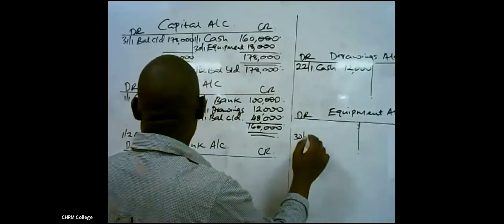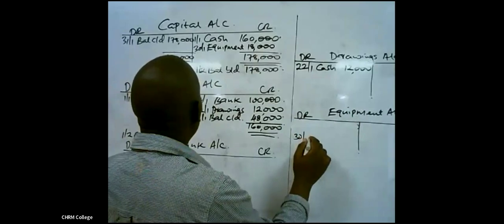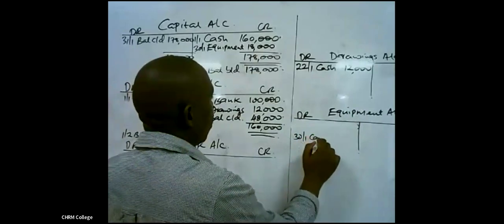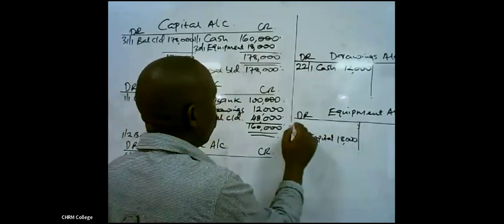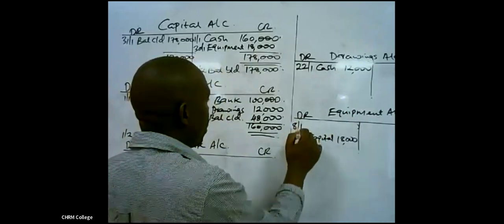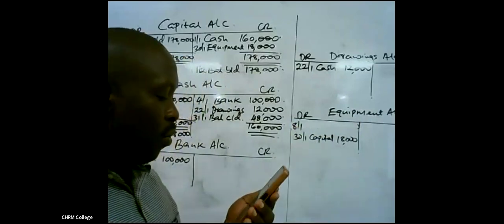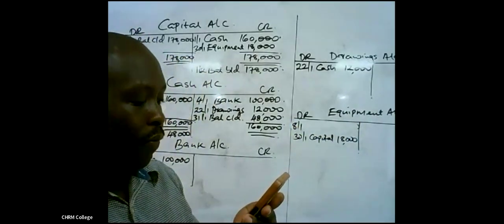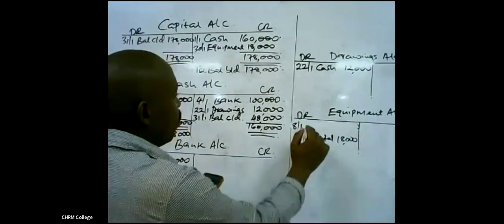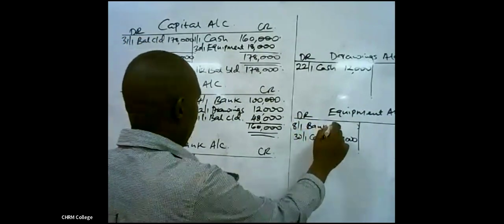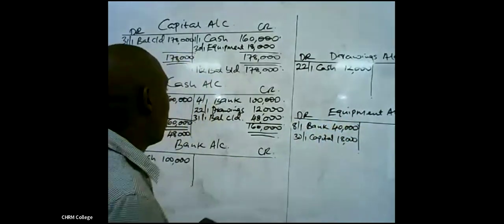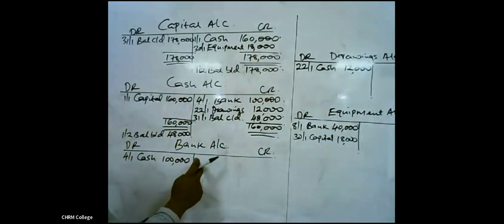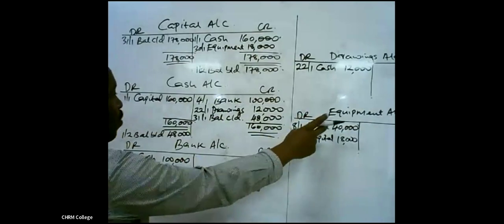30th of, it was 30th of what? 30th of January. Capital. It was 18,000. So on 8th of January, there is an equipment that was bought by check. So it will affect the bank. It was 40,000. Correct? And then to the bank, it is money spent, you credit. This is the money out to finance the equipment.